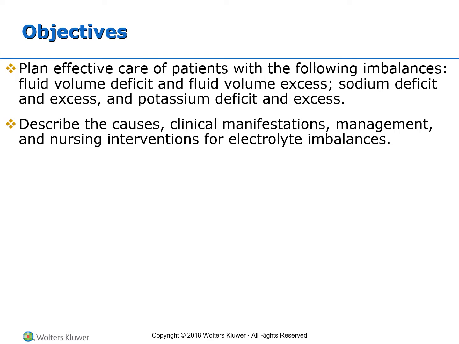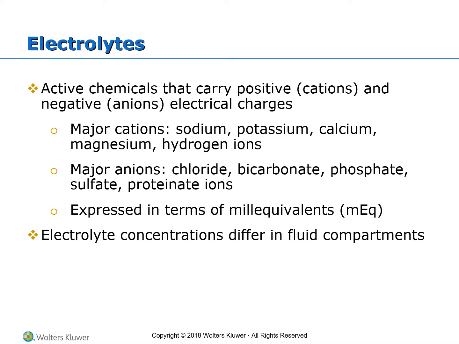Describe the causes, clinical manifestations, management, and nursing interventions for all the electrolyte imbalances. Explain the role the kidneys, lungs, and chemical buffers have in maintaining acid-base balance, and compare metabolic acidosis with alkalosis as well as respiratory acidosis with respiratory alkalosis, as well as knowing the causes, clinical manifestations, diagnosis, and management. As far as electrolytes, we'll hit each one individually later, but sodium is the main electrolyte in the extracellular fluid, and potassium and phosphate are the main electrolytes in the intracellular fluid.